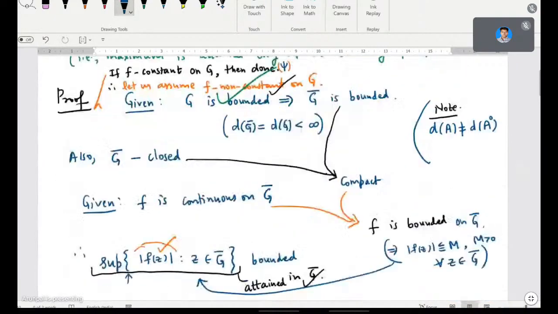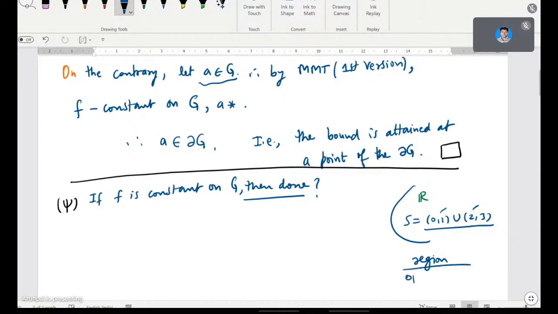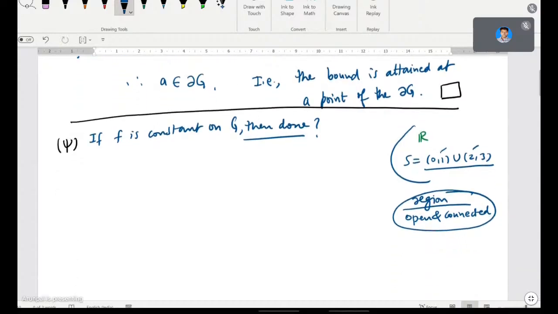So now I am explaining this psi. I said that the psi was: if f is constant on G, then done. What is the reason? Region means, I have told you, region means simply open and connected. This is just a single word for open and connected. Right? Okay.